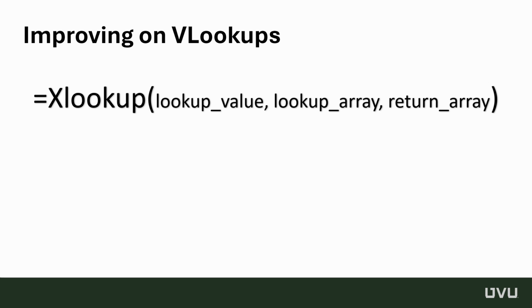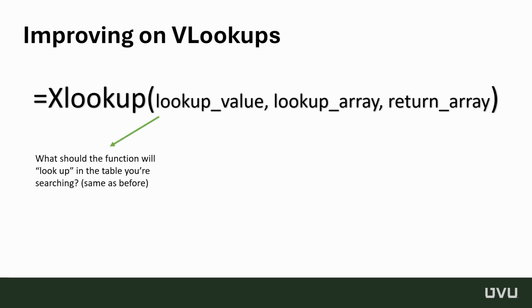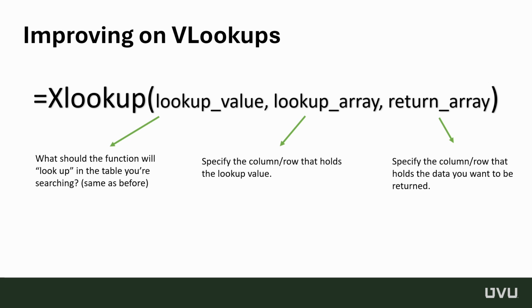This function starts the same as a VLOOKUP. You input a lookup value. But instead of specifying an entire table to search, XLOOKUP has you indicate either the column or row that contains your lookup value. And lastly, you specify the array that holds the data you want to return. XLOOKUP comes with a variety of additional options. I'm not going to go into those in this course.